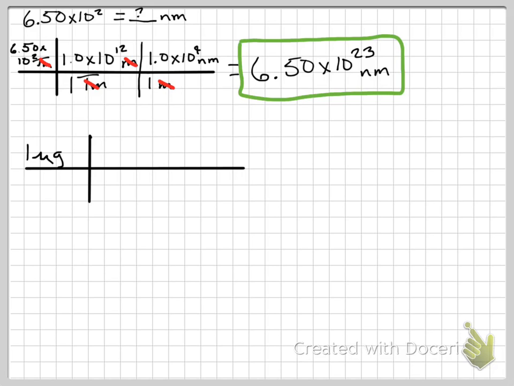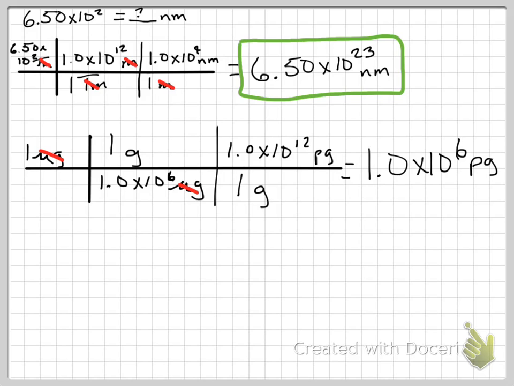We want to convert from micrograms all the way to picograms. Going through the process before, we need to get rid of that microgram, so how many micrograms are there in 1 gram? 1 times 10 to the 6th micrograms are present in 1 gram. The micrograms are at the bottom, so I'll be able to cancel it out, and 1 gram is left at the top. Now, again, how many picograms are there in 1 gram? We have 1 times 10 to the 12th picograms present in 1 gram.